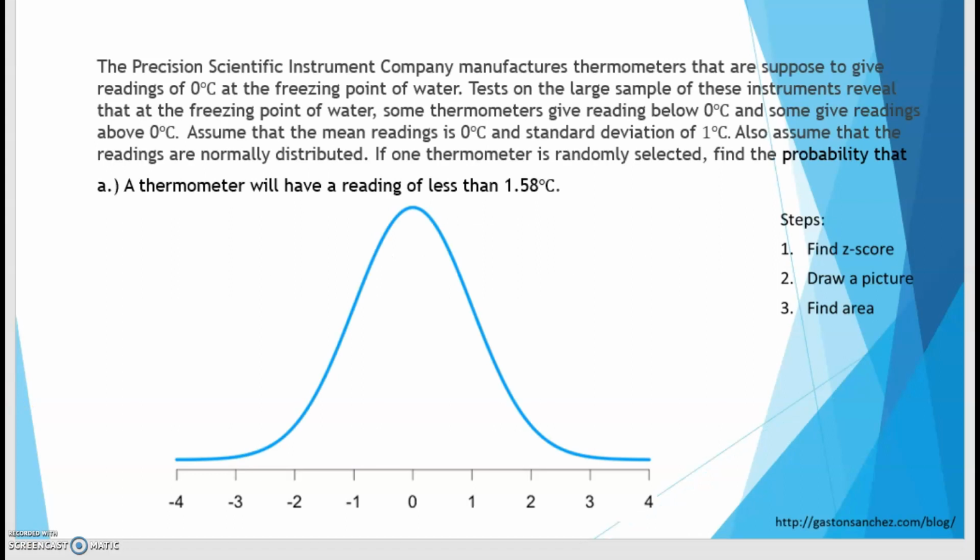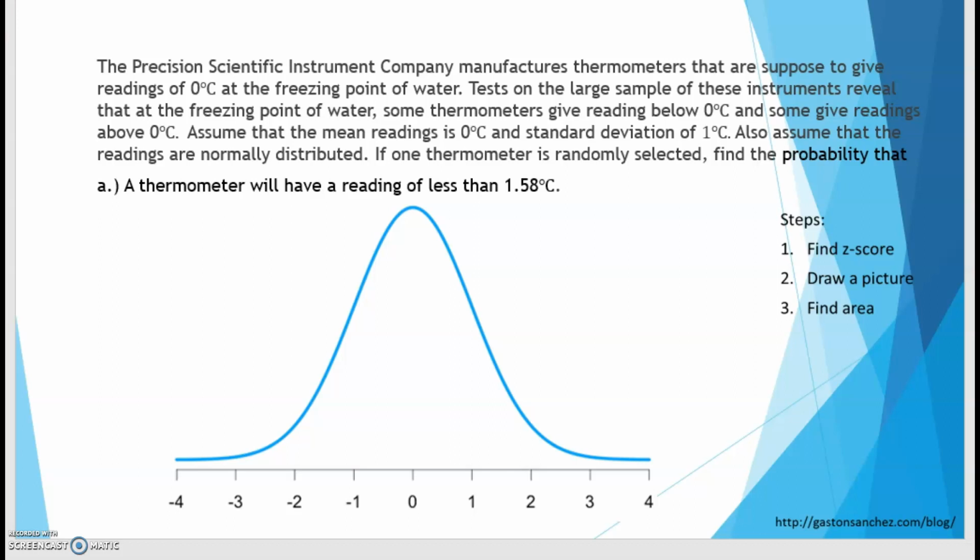All right, so here's the first question. Say you've got some thermometers and they're supposed to give a reading of 0 degrees Celsius at the freezing point of water. Tests on a large sample of these instruments reveal that at the freezing point of water, some thermometers give a reading below 0 and some give a reading above 0. Assume that the mean reading is 0 degrees Celsius and a standard deviation of 1. Also assume that the readings are normally distributed. If one thermometer is randomly selected, find the probability that, part A, the thermometer will have a reading of less than 1.58 degrees Celsius.